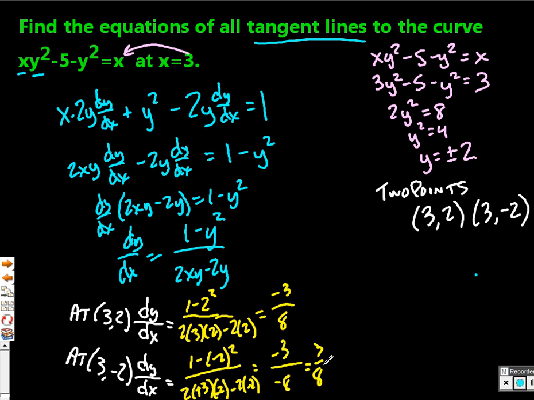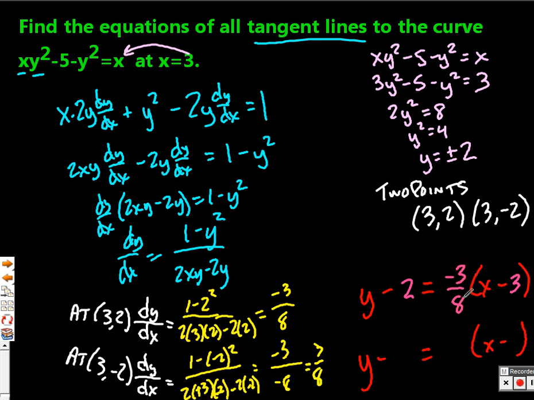What they wanted was equations of the line. So this is now the easy part of this entire problem, just finishing it off by plugging in a slope and a point. So y minus y1 equals m times x minus x1. You're going to do that for each of your equations, and you're just going to plug in the values that you know, which are, for the first one, the point (3, 2) and the slope negative 3 over 8.